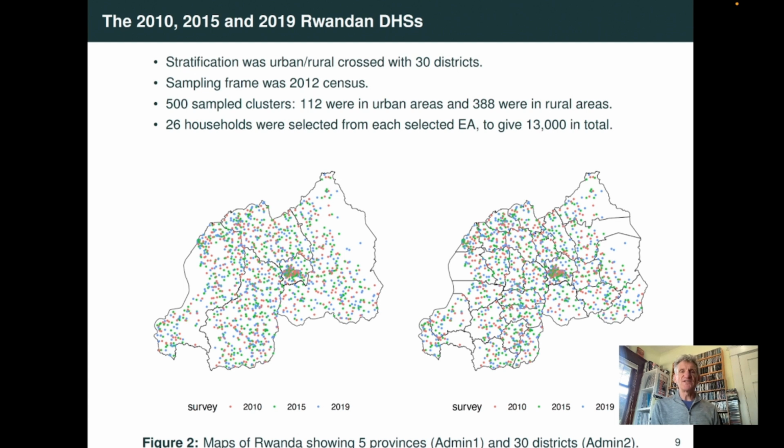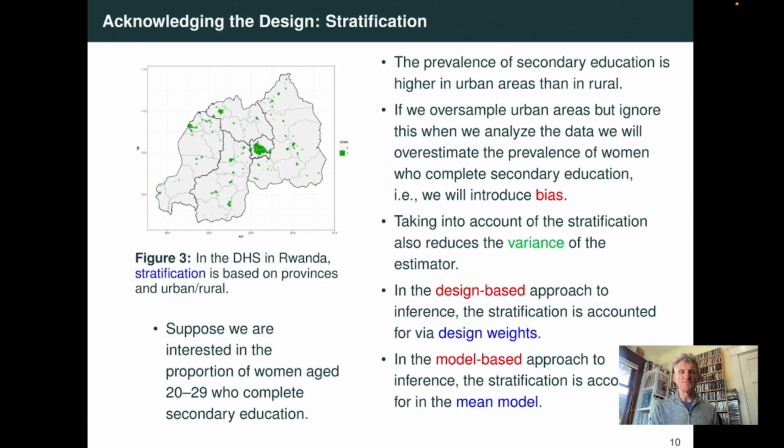And so in the 2019 Rwanda DHS, stratification was urban-rural crossed with 30 districts. These enumeration areas were taken from, that listing was taken from the 2012 census. And then 500 enumeration areas were sampled, of which 112 were urban and 388 were rural. And then within each of those 500 clusters, 26 households were selected to give a total of 13,000 households.